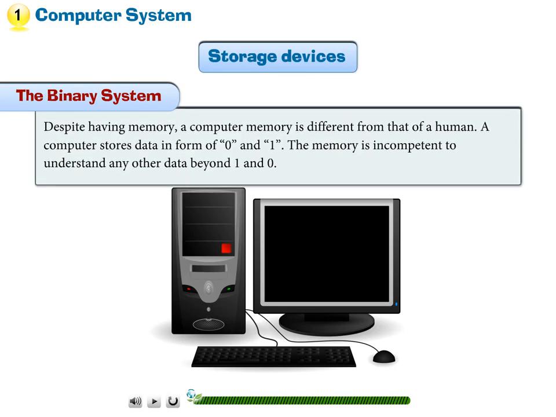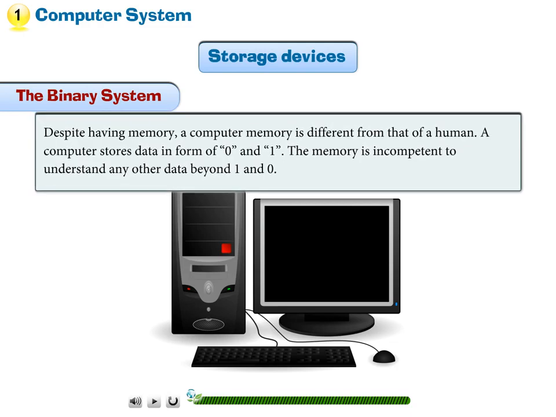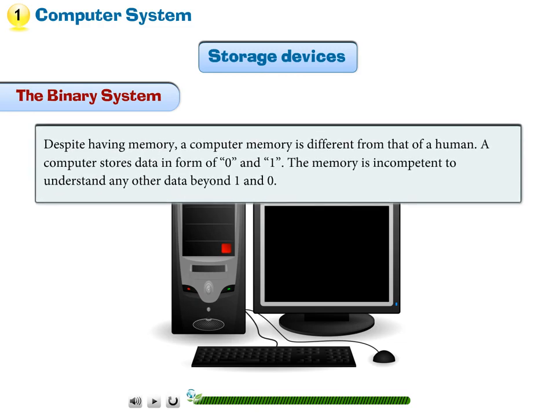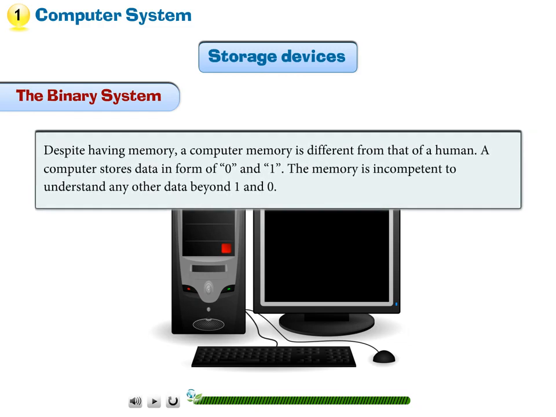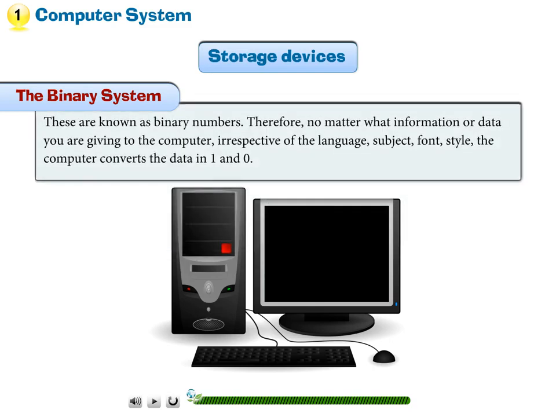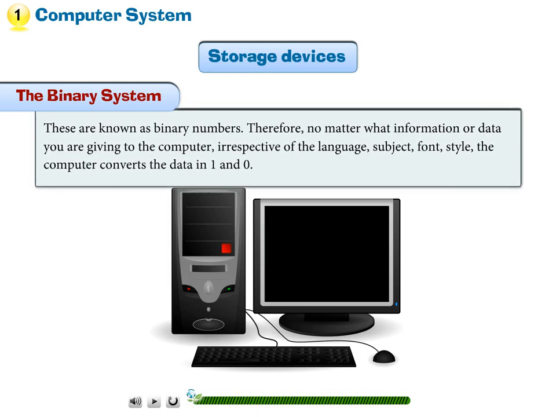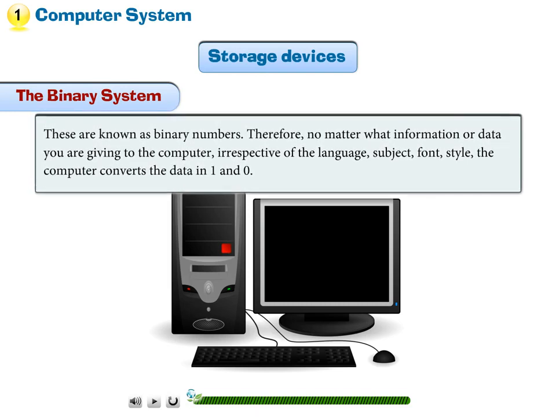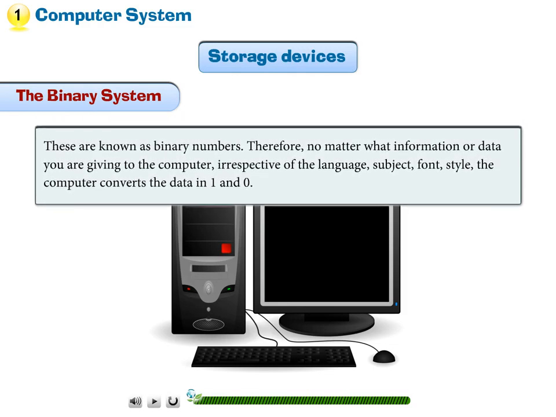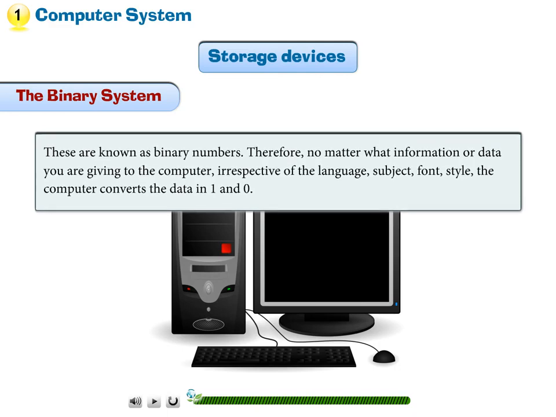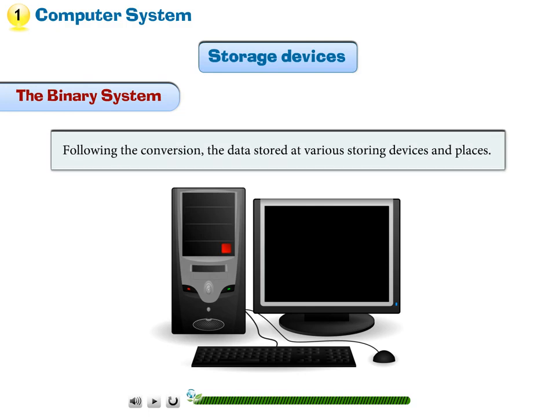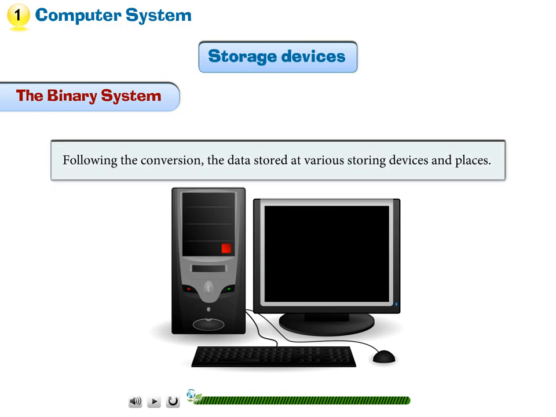Despite having memory, a computer's memory is different from that of a human. A computer stores data in the form of 0 and 1. The memory is incapable of understanding any other data beyond 1 and 0. These are known as binary numbers. Therefore, no matter what information or data you are giving to the computer, irrespective of the language, subject, font, style, the computer converts the data into 1 and 0. Following the conversion, the data is stored at various storing devices and places.